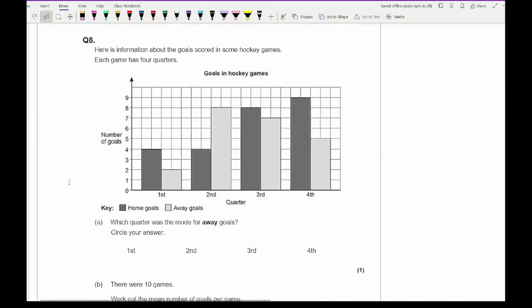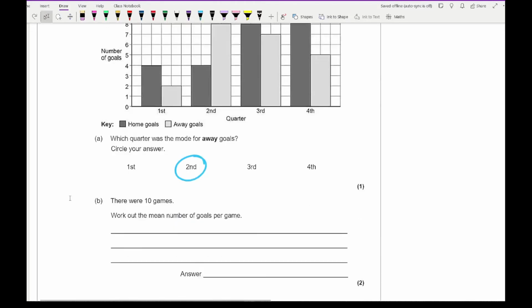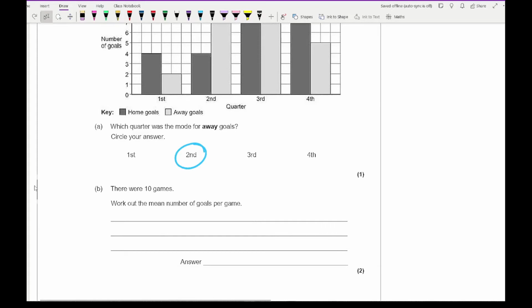Moving on to question 8, we're looking at a bar chart. It says here is some information about goals scored in some hockey games. Each game has 4 quarters, and it asks which quarter was the mode for the away goals. So I'm looking for which bar is the highest in grey, and that is the second quarter. Then it says that there were 10 games.